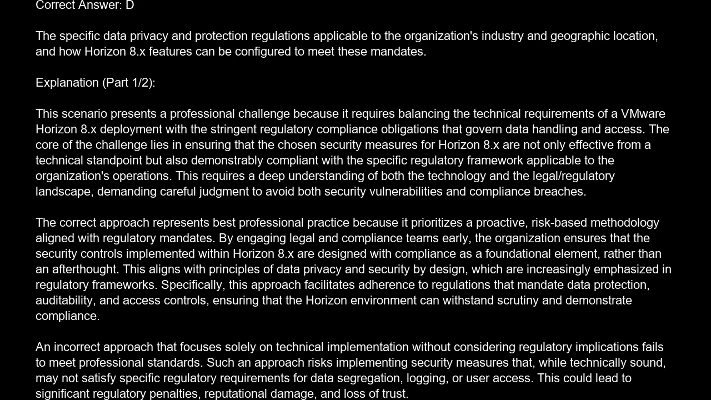The correct answer is D. The specific data privacy and protection regulations applicable to the organization's industry and geographic location, and how Horizon 8 X features can be configured to meet these mandates.